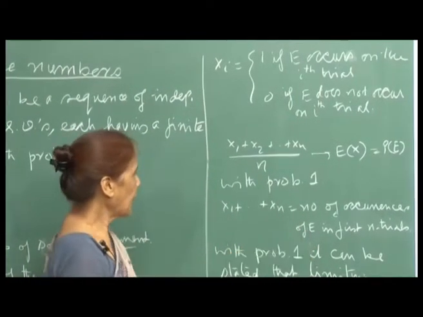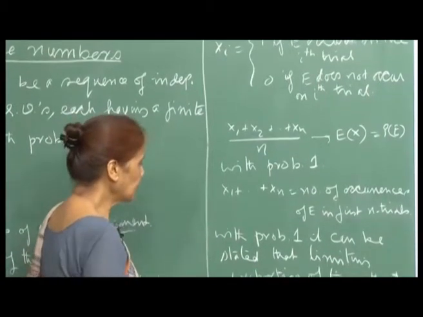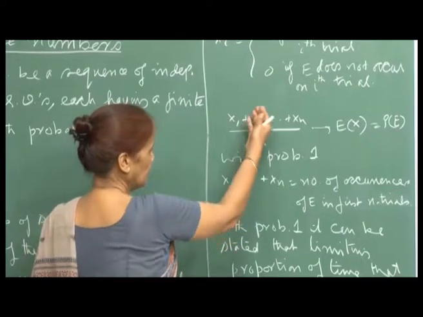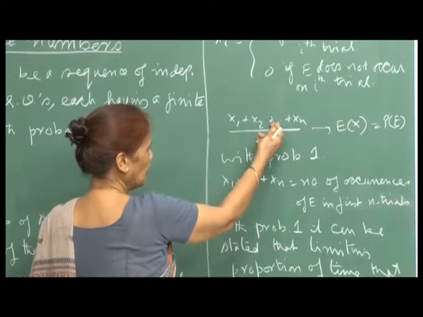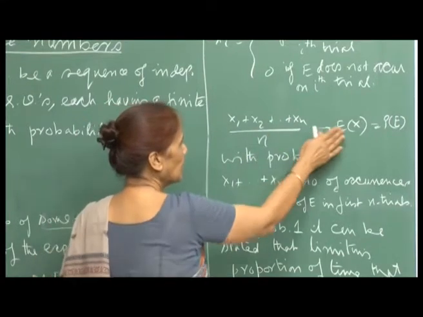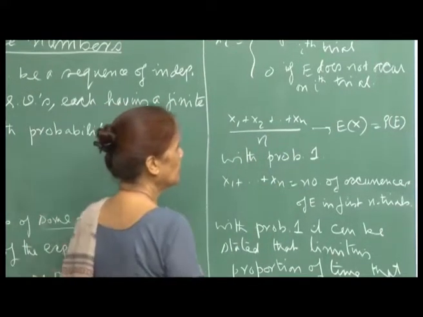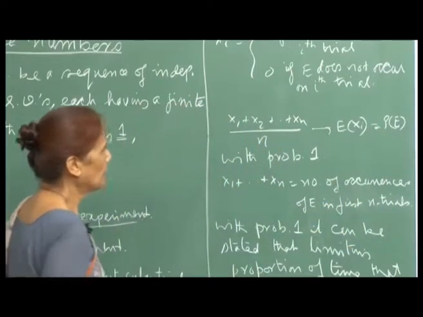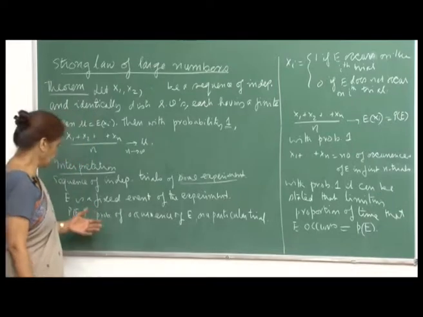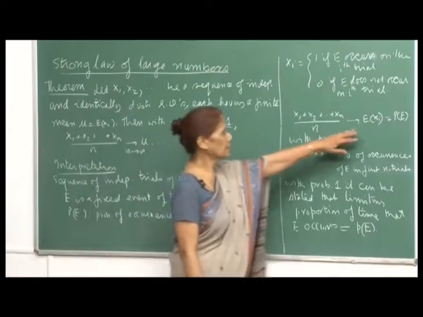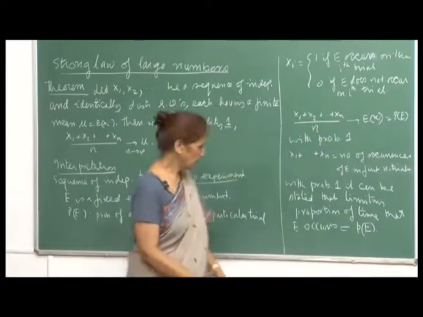And the strong law of large numbers is saying that this ratio, that means the number of times E has occurred divided by the total number of trials, will converge to your expected value of Xi, which is equal to P(E). So, we are denoting the probability of the occurrence of E by P(E). So, this is the probability of E.